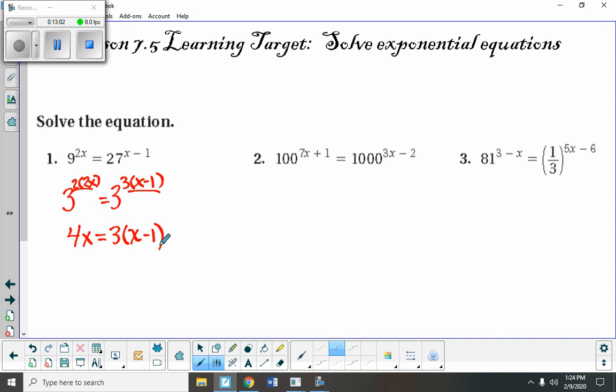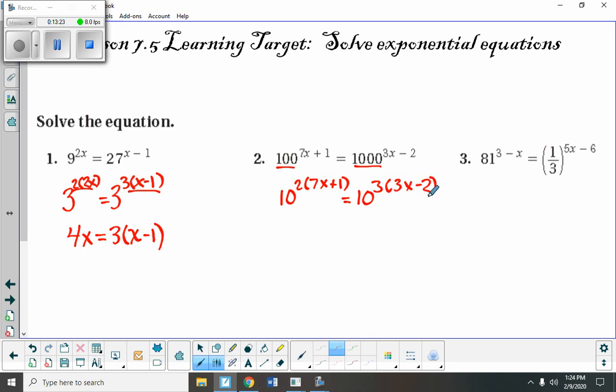Let's look at the next one and just talk about how we would start that problem out. 100 and 1,000, they both have a base of 10. So 100 is 10 squared, and then you have 7x plus 1. 1,000 is 10 to the 3rd, and then you have 3x minus 2.